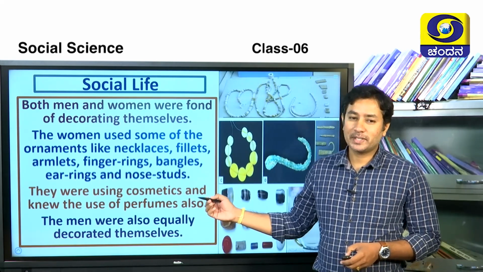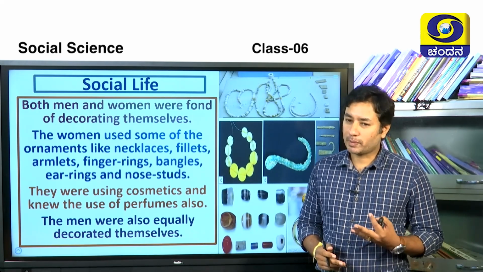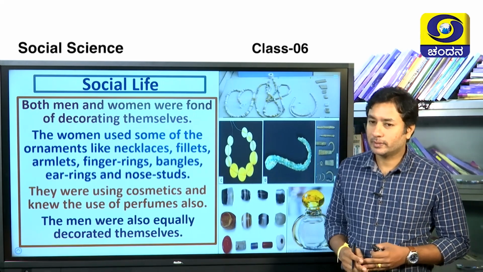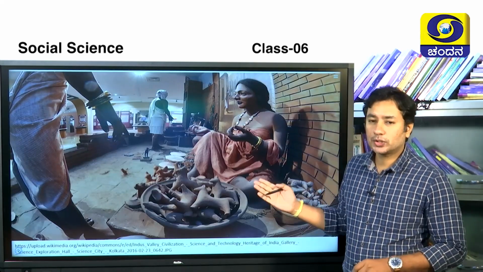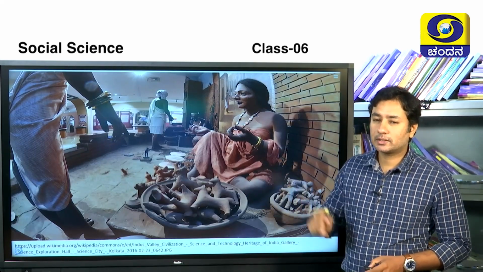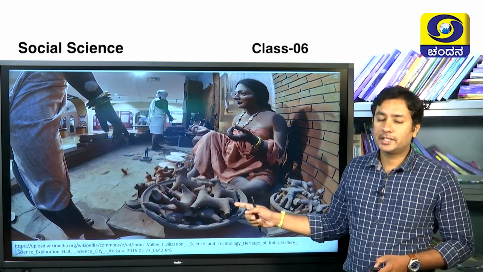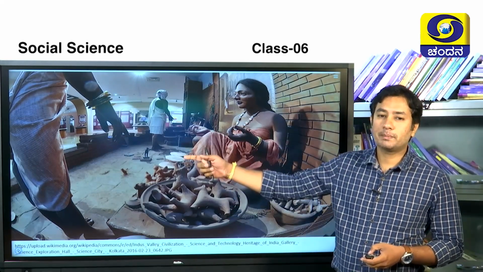They were using cosmetics and they knew how to use perfume also. See, here is the perfume. Such kind of perfume was used even in those ancient times. See, the social life of the Harappan civilization just looked like this. A lady is selling some goods and some other people are buying them.